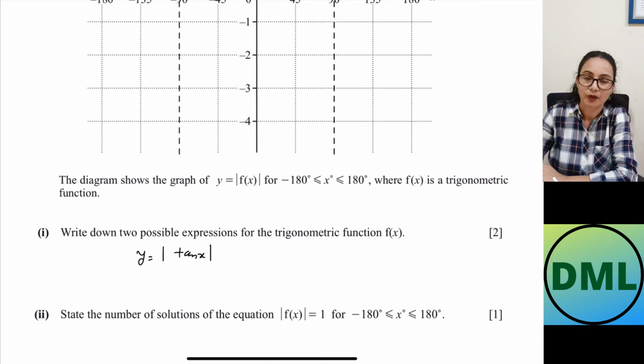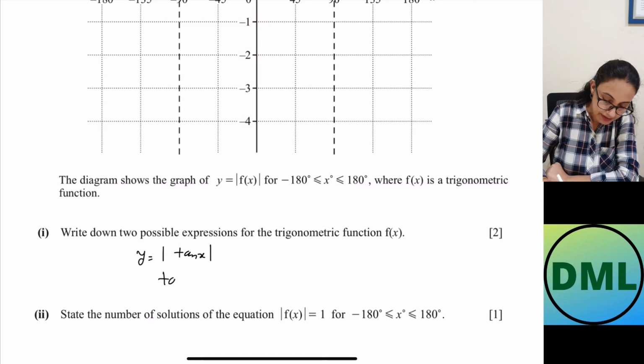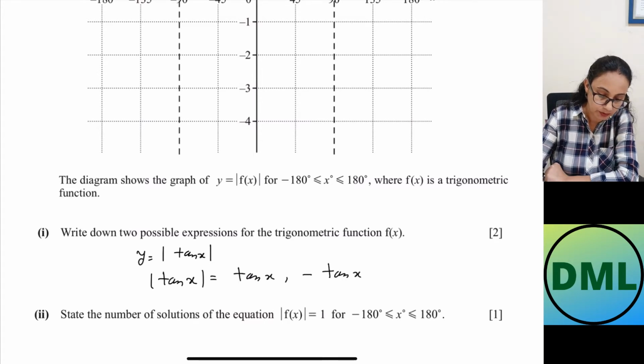Now I know that mod of x is plus minus x. So mod of tan x will give me the value tan x as well as minus tan x. So these are the two possible expressions for this function mod of f(x), where f(x) is tan x.